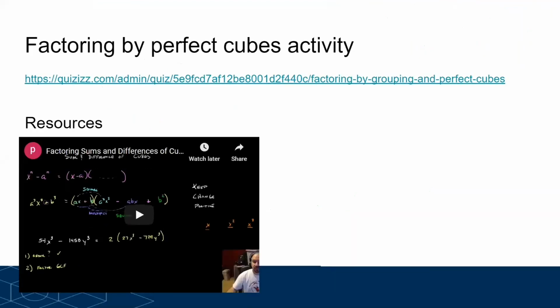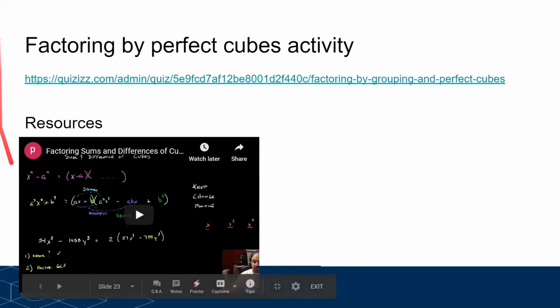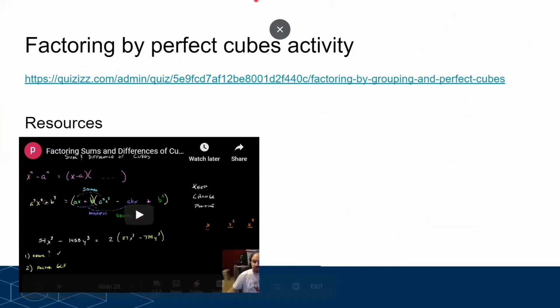So in here I have a video for you guys. It's a resource to help you understand sum and difference of perfect cubes a little better. So please watch it if you are still confused, and if you need some extra explanation. It's a very comprehensive and easy to follow video.